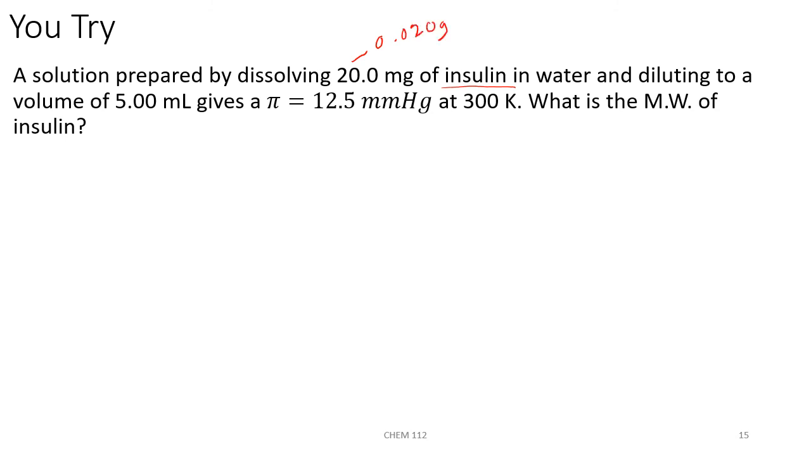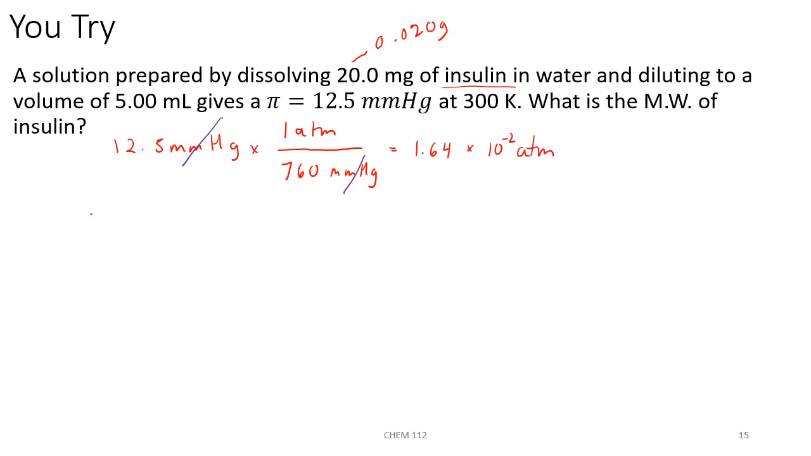We know our temperature is already in Kelvin, but we have our osmotic pressure given to us in units of millimeters of mercury. We should first probably convert that into units of atmospheres. So 12.5 millimeters of mercury. And we have the same conversion that we did between torr and atmospheres as we do with millimeters of mercury in atmospheres. 1 atmosphere is equal to 760 millimeters of mercury. Our millimeters of mercury will cancel, and we end up with 1.64 times 10 to the negative 2 atmospheres.